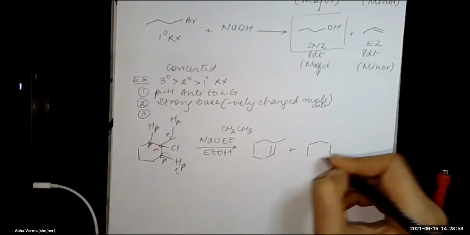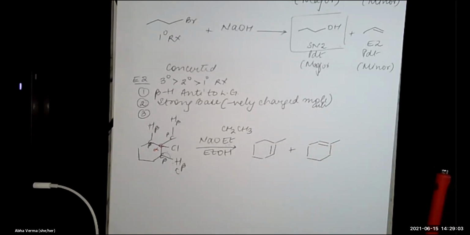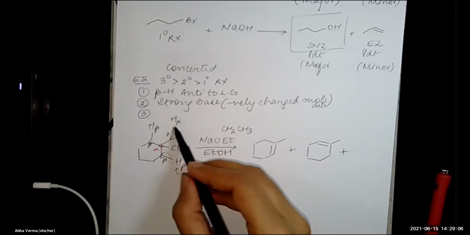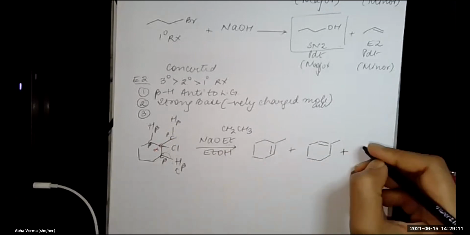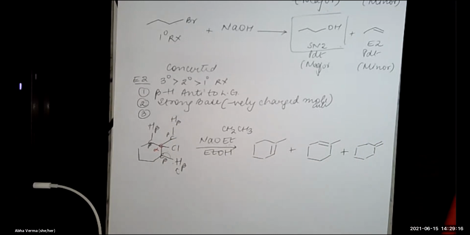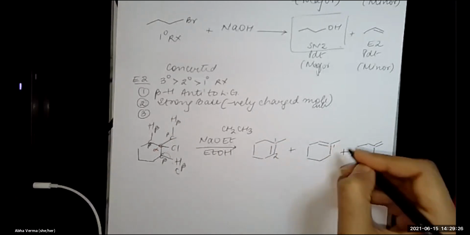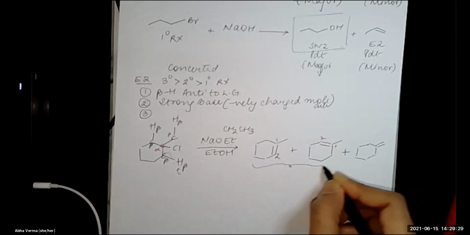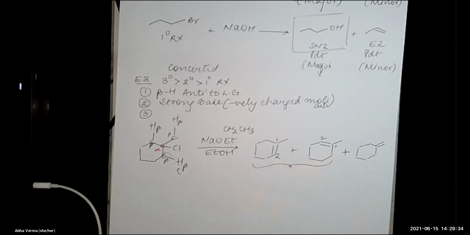So remember, you just need a beta hydrogen. What does beta mean? The 1, 2. Or I could take out this hydrogen, break this bond, make a double bond right here. Okay. Now, if you pay attention, both of these are exactly same structures. 1, 2, 1, 2. Exactly same. And I have this structure as well.